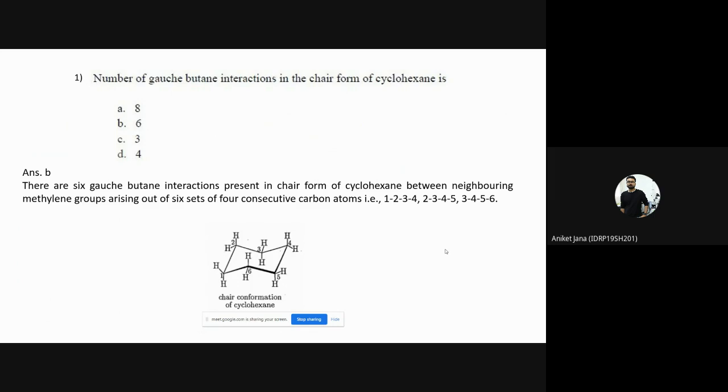The Gauche-butane interaction occurs in butane when two methyl groups have a dihedral angle of 60 degrees or 300 degrees, and arises because the methyl groups are still quite close to each other. Here the methyl groups are not present, but in the chair form of cyclohexane, the Gauche-butane interaction occurs due to the neighboring methylene groups, and each Gauche-butane interaction is about 0.9 kcal per mole of energy. So there are 6 Gauche-butane interactions in the chair form of cyclohexane.